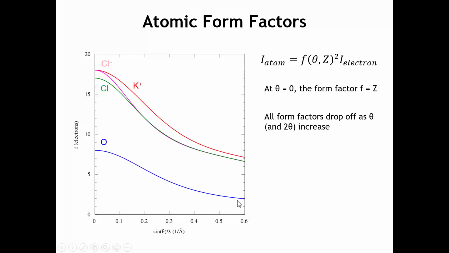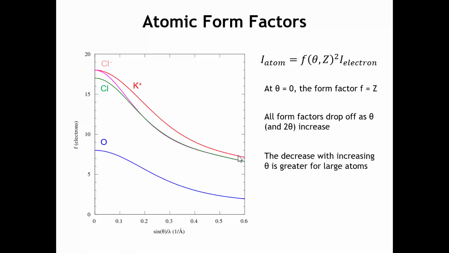And when we get to higher angles, let's say sine theta over lambda 0.6, that's getting out to maybe 140, 150 degrees on a copper X-ray source. Oxygen is now down to 2, right? So it's lost 75% of its scattering. The chloride ions and the chlorine atoms have all dropped off quite a bit as well.